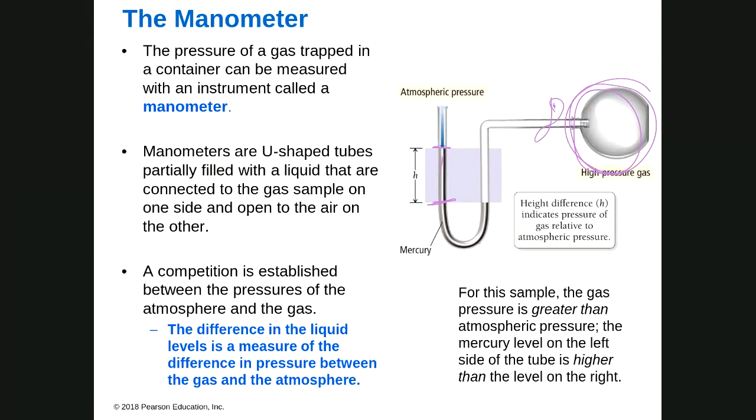And then what it does is this is pushing a certain amount, and atmospheric pressure is pushing a certain amount, and so you're going to see the level here of which one is higher. So the difference in those liquid levels is a measure of the difference in pressure between the cylinder or whatever you're doing and atmospheric pressure. So a manometer is measuring pressure from something that's kind of a closed system.